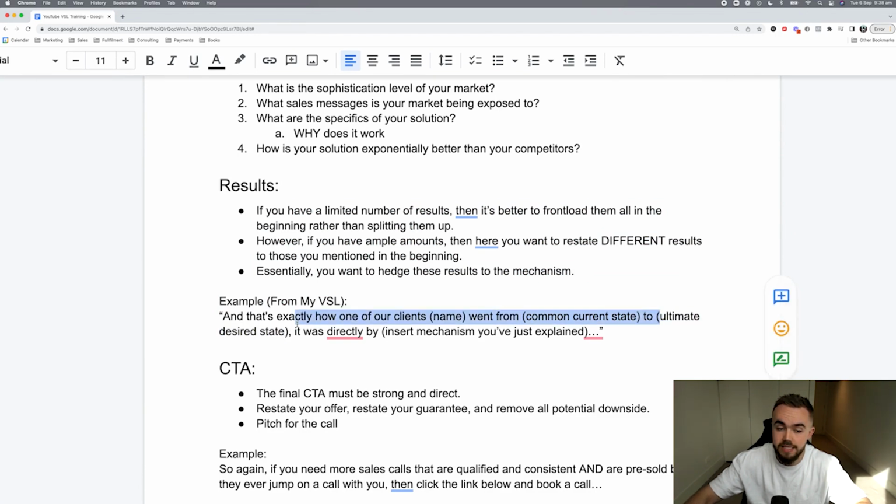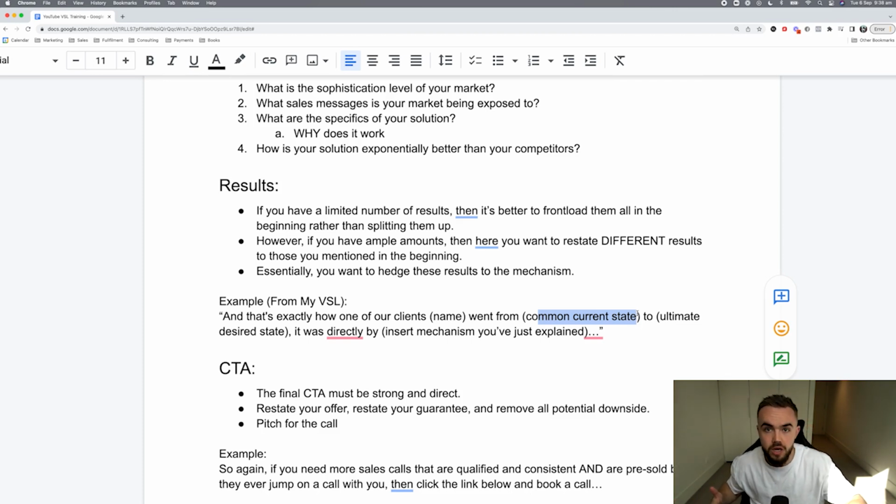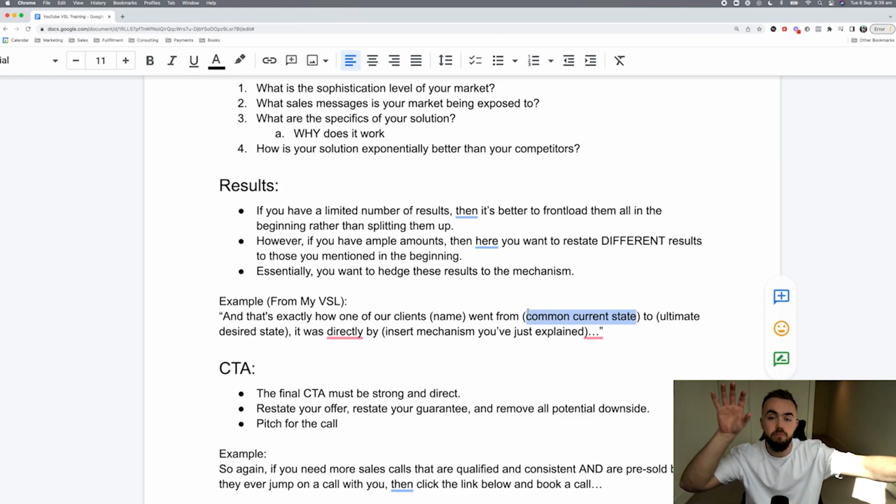And the second thing here, again, is make sure that when I say common current state and ultimate desired state, this has got to be based on your highest, most ideal client, okay? So the common current state of your most ideal client. If your most ideal client is people who are at 100K a month, then the common current state should be the common current state of people at 100K a month. So it's like, it went from being stuck at 100K a month, generating only 50 sales calls a month, to 500K a month, generating 200 sales calls a month, for example, whatever it is. But you get the point. It's speaking to the common current state of the people at the most ideal level that you want to be working with, because they are going to resonate with it, okay?